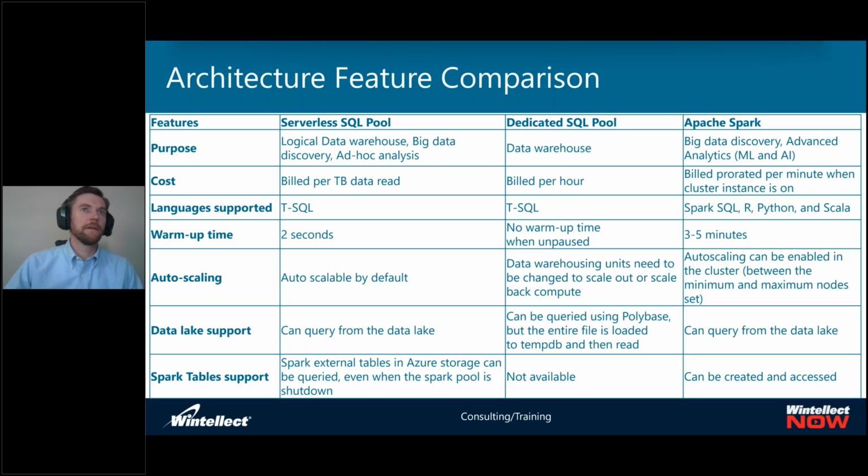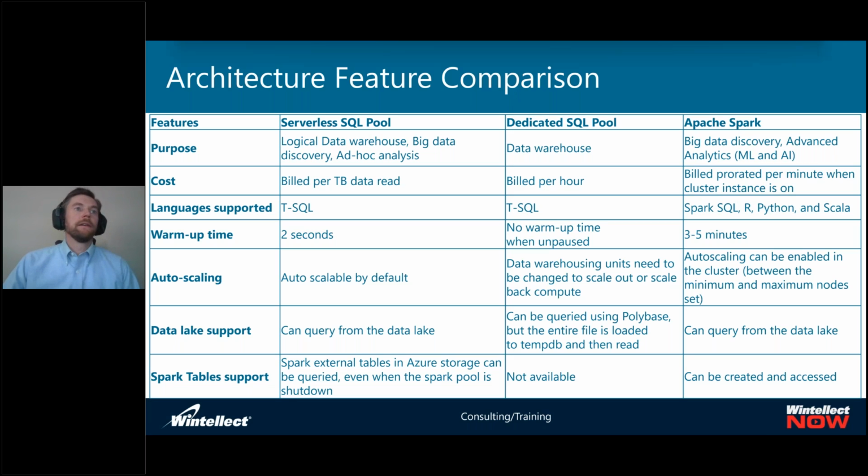They have different cost models, so that's shown well here. In serverless, you're billed per terabyte of data read. Dedicated SQL pool, you're billed per hour as the pools are on. When they're paused, you're only billed for storage. Apache Spark, you're billed per minute when the cluster is on. Languages supported, T-SQL on both those SQL pools. On Spark, you've got Spark SQL, R, Python, Scala. We talked about the warm-up times.